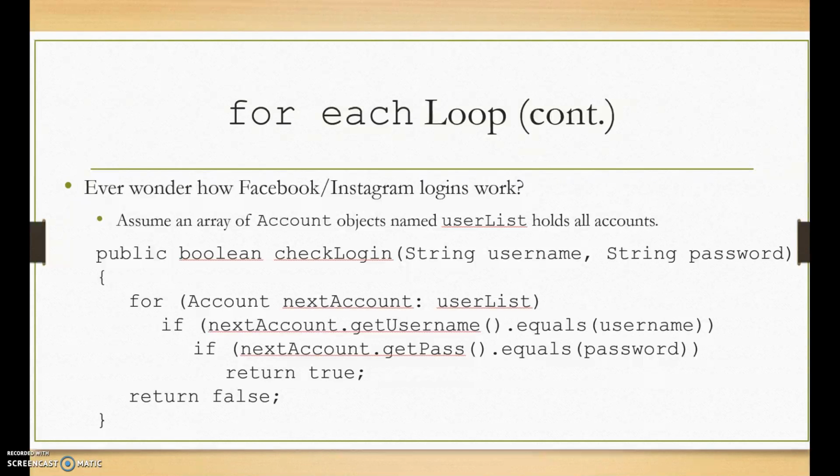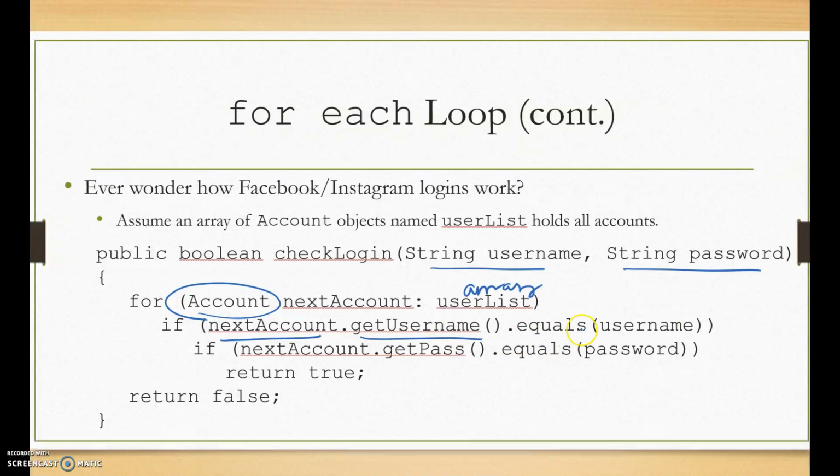Here's an example of how a for each loop can make the code much easier to read. Let's say we were talking about social media and how we go through and log in. This is an example of a login method. We could accept a string for the username and a string for the password. Essentially, how we would read this is: for every account, which we'll temporarily call next account, in the array user list, I want to check if for that account, we're going to call this method.